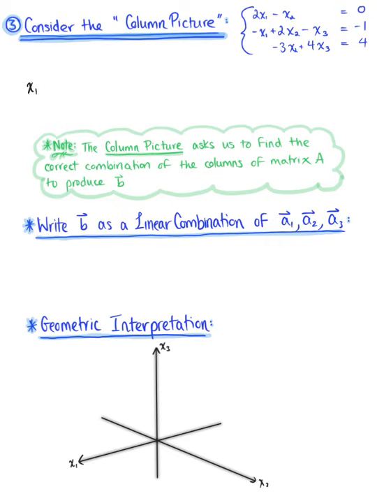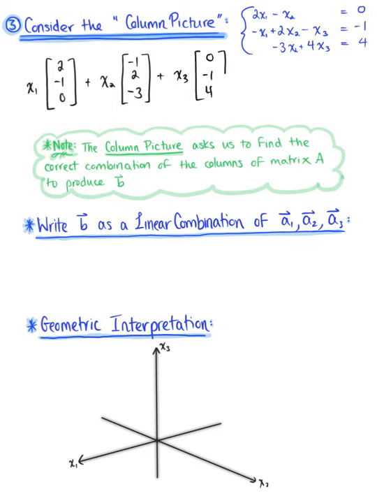So here our vector equation is x sub 1 multiplied by the first column vector 2, negative 1, 0, plus x sub 2 multiplied by the second column vector, negative 1, 2, negative 3, plus x sub 3 multiplied by the third column vector, 0, negative 1, 4, and this is equal to the constant vector 0, negative 1, 4. So perhaps you're picking up on the solution to the system already.